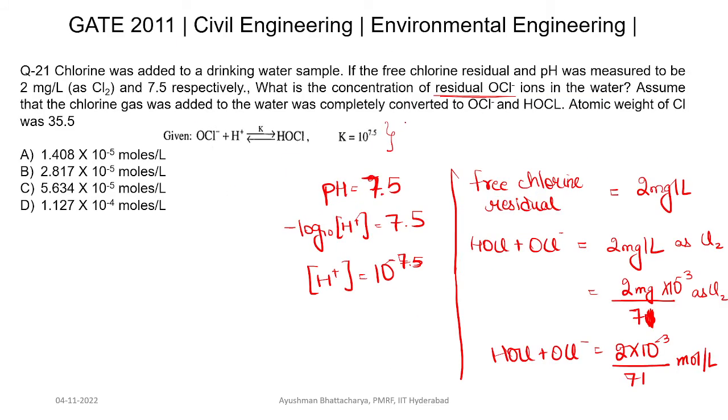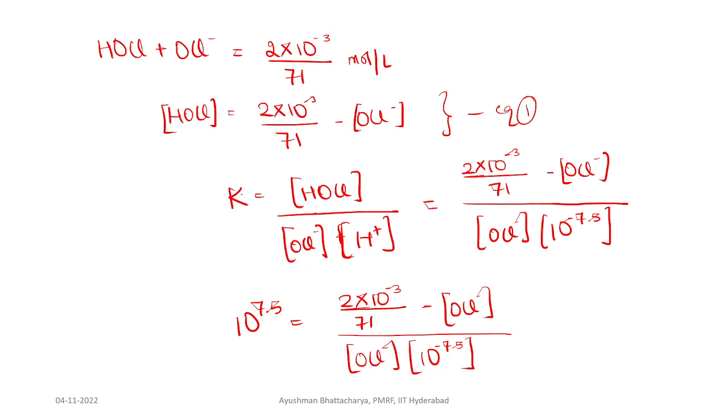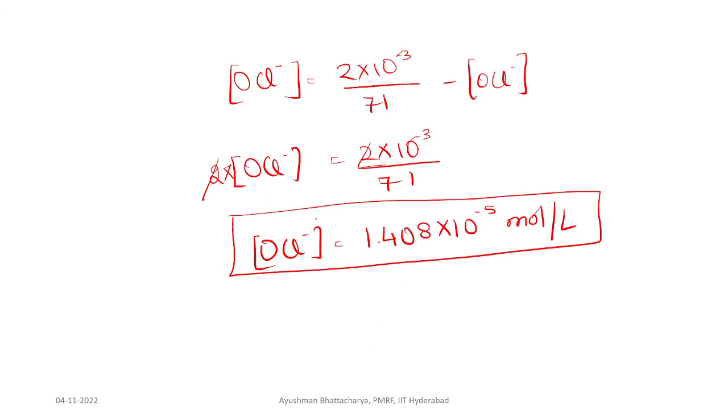So what we did, I will again summarize it. From the given value we have pH equal to 7.5. From there we calculate the H plus ion value. Now free residual chlorine is basically HOCl plus OCl minus. The summation of HOCl plus OCl minus is referred to as free chlorine residual, which is given in the question as 2 mg per liter Cl2. I converted it into mole per liter, because the answer is in terms of moles per liter. Then I wrote the equation for K, which is product divided by the multiplication of the reactants, and substituted the value of K given in the question. The HOCl value we have calculated, and the remaining thing we calculated from pH. Then we calculate the value of OCl minus.